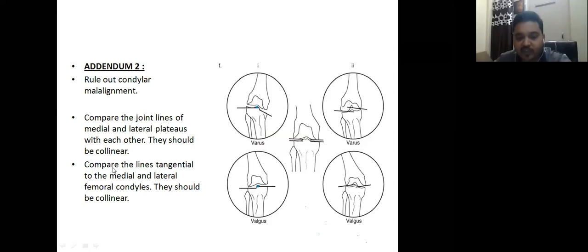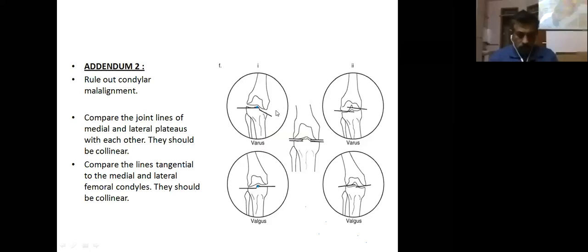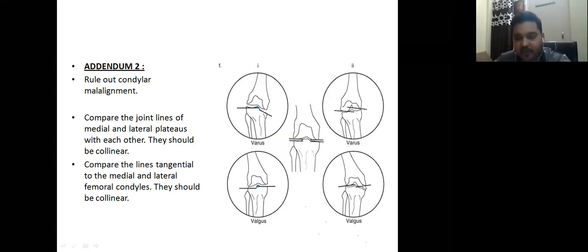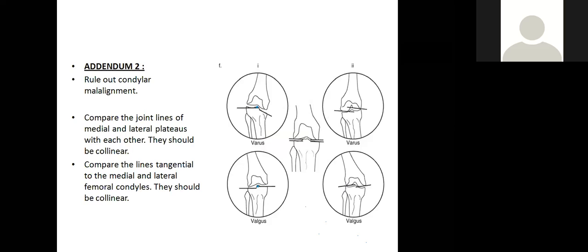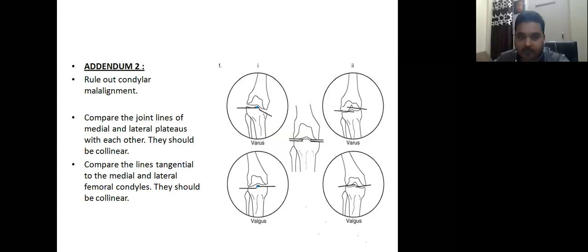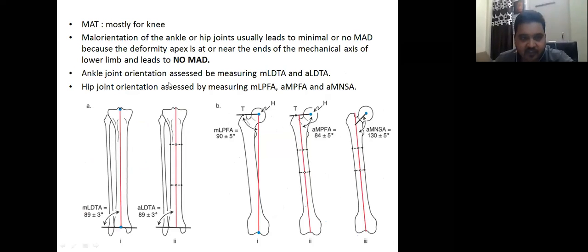Similarly, we compare the lines tangential to the medial and the lateral femoral condyles, and they should also be collinear, as shown in the diagram. The tibial lines should be parallel, and the femoral lines also should be parallel. If any line is above or below, we can come to know that the condyles are a factor in the deformity. So these are the four steps plus the two extra rules of the mechanical axis deviation test. This completes the mechanical axis deviation test.